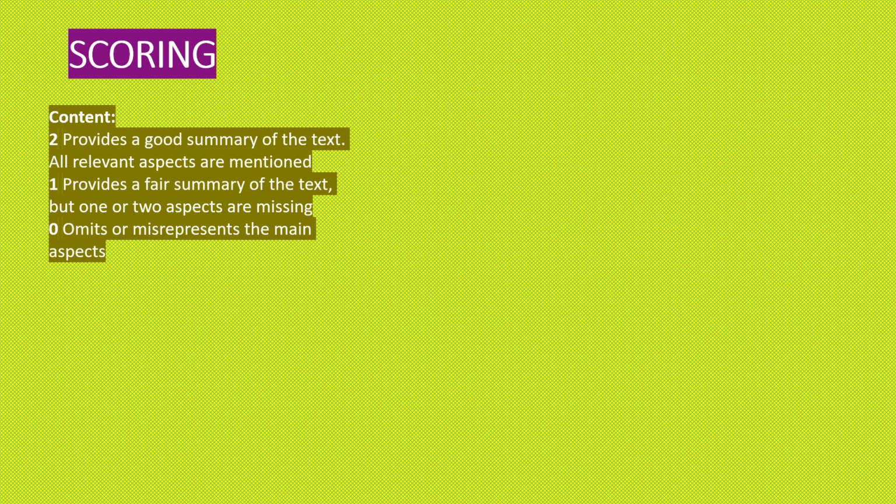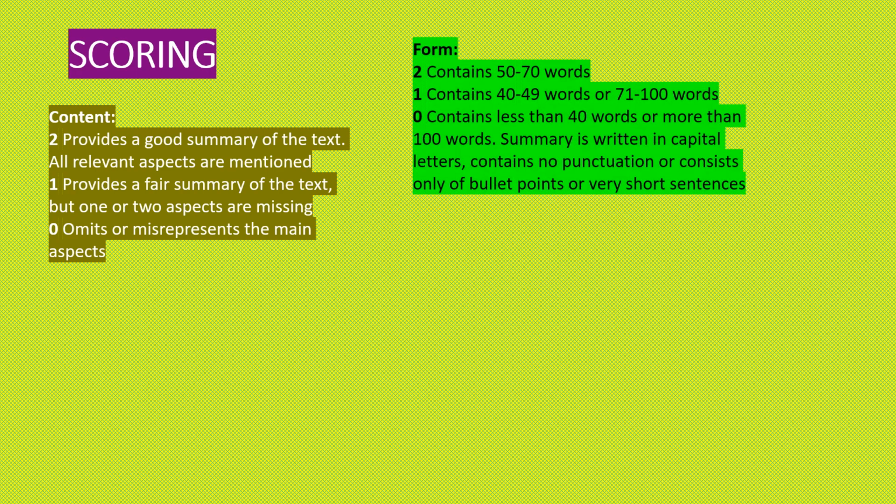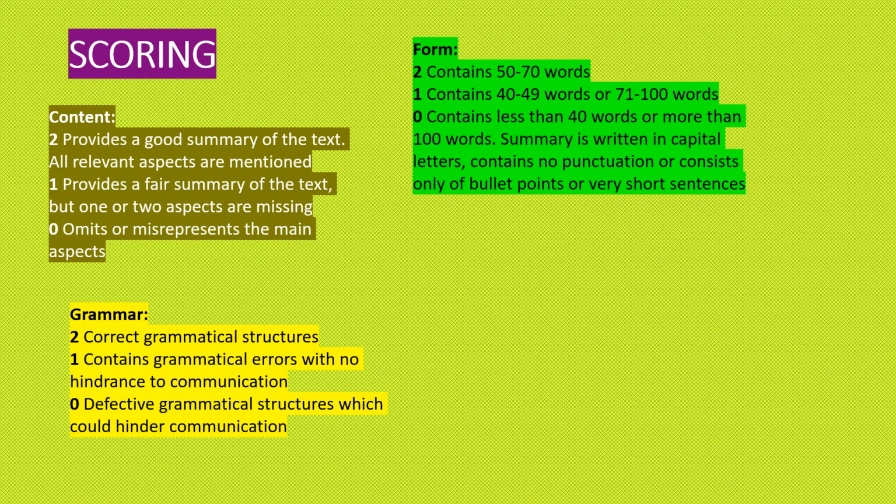Alright, so let's take a look at the scoring. Content is 2. Now 2, 1, and 0. So provide a good summary of each of the text. Form is you need to write between 50 to 70 words. Grammar is correct grammatical errors.